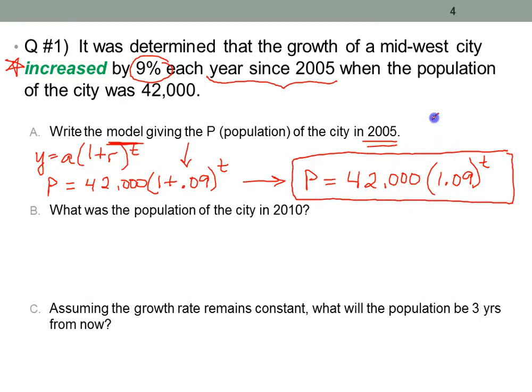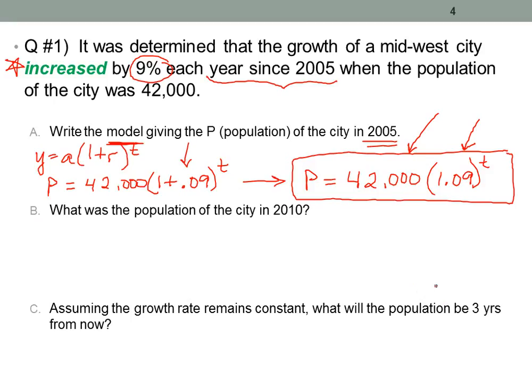Looking at this equation, there are two things you have to recognize. Our starting point is 42,000. And we are growing. This represents a growth of 9%, or this is 109%. So those are two things you should recognize.